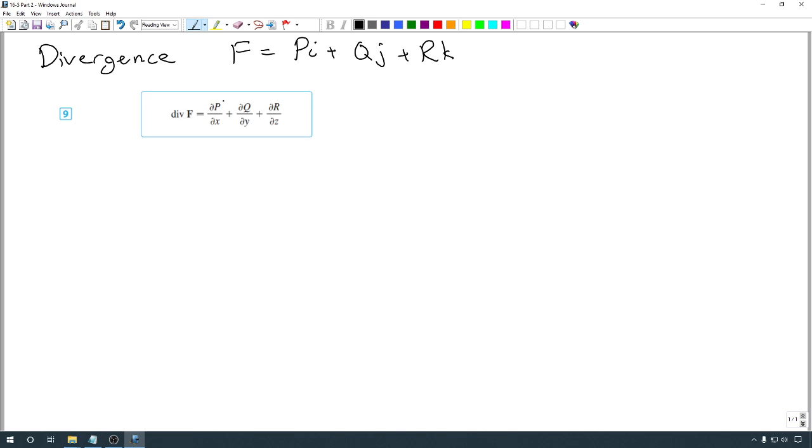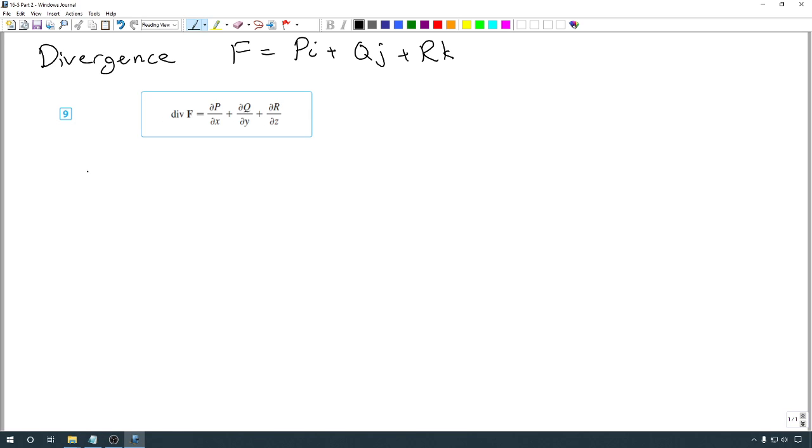The divergence of F is the derivative of P with respect to x plus the derivative of Q with respect to y plus the derivative of R with respect to z. Note here that unlike the curl, the divergence of a vector field is a scalar function. There are no vectors on this side of the expression.